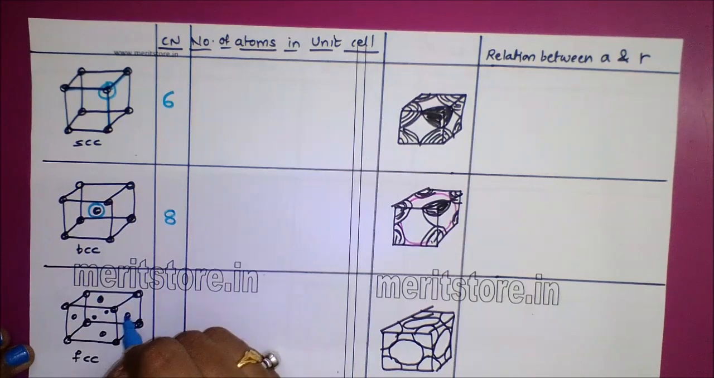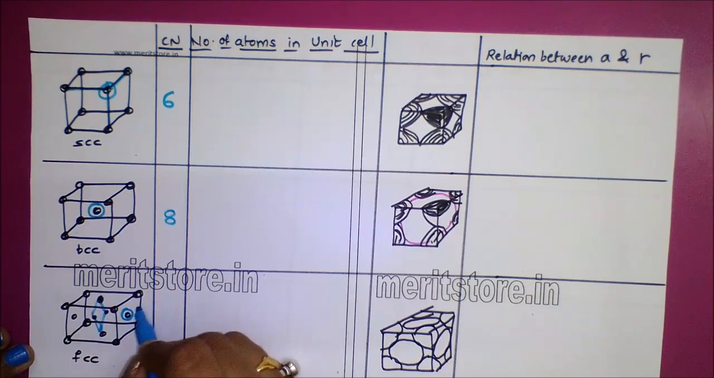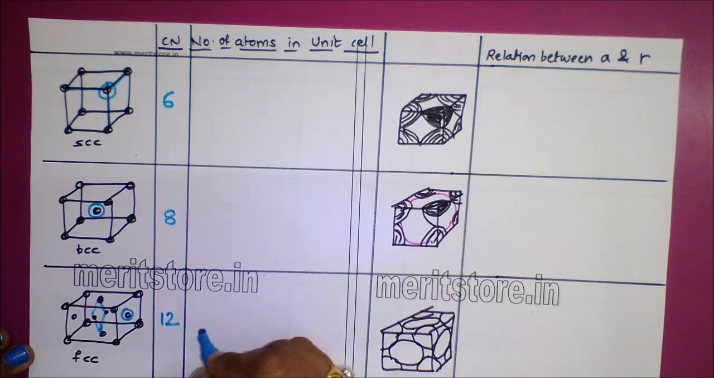While in case of this particular atom, which is, let us assume the face centered atom, this is surrounded by 4 atoms at the corner. There are 4 atoms at the back side with the face center. So similarly 4 more will come in the front side at the face center. So there will be 12 coordination number.